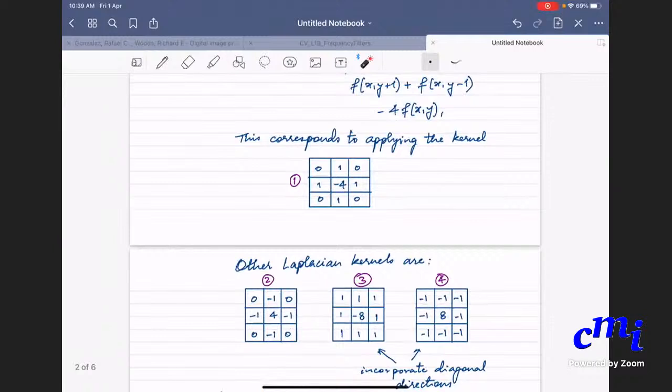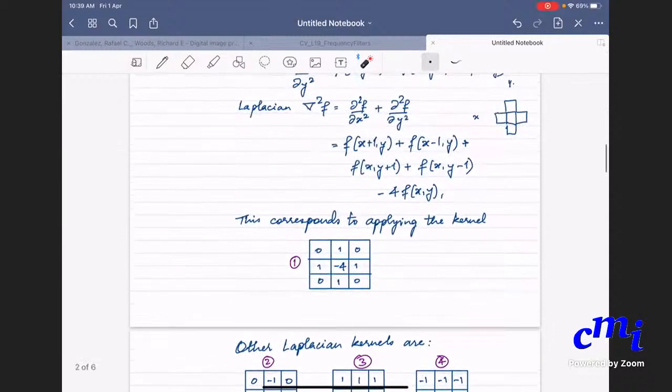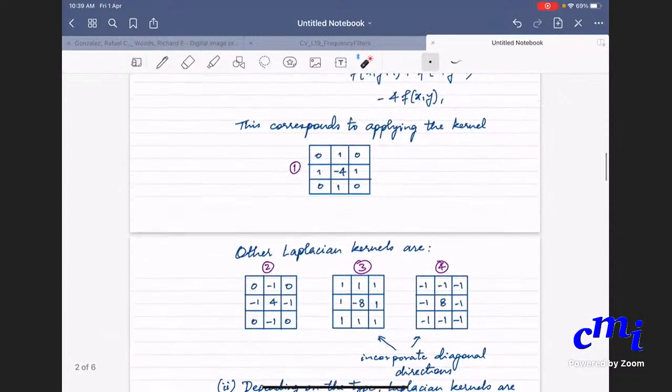There are also other Laplacian kernels given in this way. This is simply by multiplying everything with a minus sign; you could take the minus of this. Kernel number 1 and 2 are isotropic in rotations of 90 degrees. If you rotate both of these by 90 degrees, you will still have the same kernel.